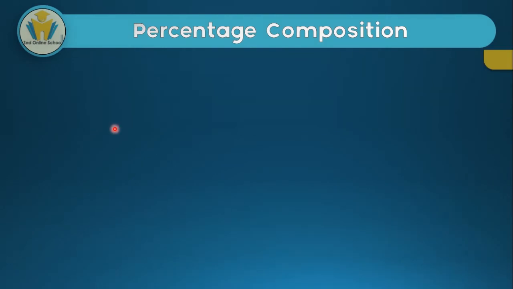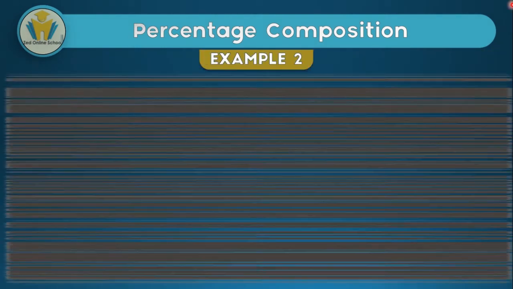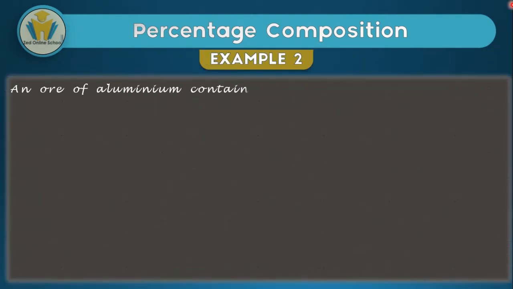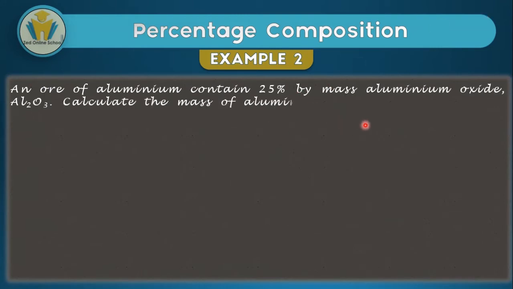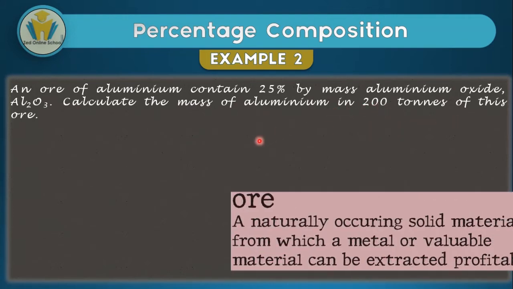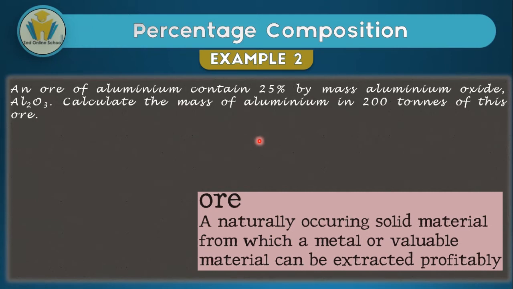Now, let's look at a second example. In the second example, we've been told an ore of aluminium contains 25% by mass aluminium oxide, which is written as Al2O3. Calculate the mass of aluminium in 200 tons of this ore. In this question, what you must pay attention to is that we've got the percentage composition of aluminium oxide in the ore.